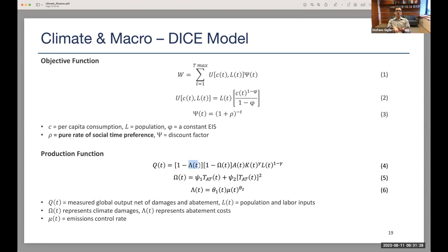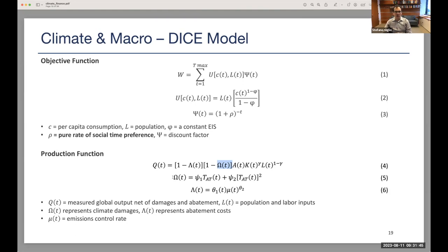Okay, so you could decide basically in your economy to sacrifice some of the output for mitigation. And then these omega are the damages. The damages are kind of the ultimate effect of this feedback loop. You know, you have the climate feeding back into the economy, it taxes your output every period.